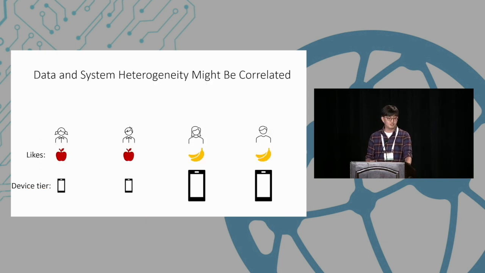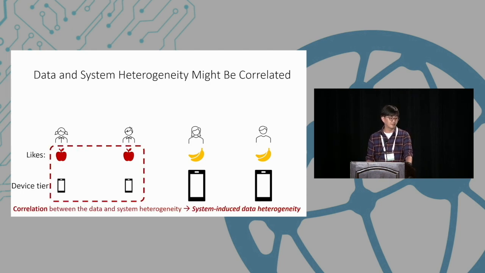However, you can think of a hypothetical case where low-end devices tend to like apples more for some reason, while higher-end device users like bananas more for some reason. In such a hypothetical scenario, you can see that data heterogeneity and system heterogeneity are tightly correlated with each other, and we say that the dataset has high system-induced data heterogeneity to refer to such phenomenon.